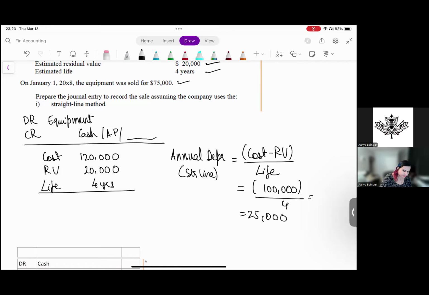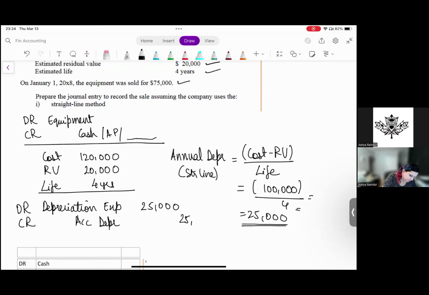So that means for each of the 4 years, we'll be removing 25,000 from the equipment value, which means we'll be putting 25,000 in accumulated depreciation. So for each of the years, this is what the journal entry would look like, right? We'll debit depreciation expense and credit accumulated depreciation, 25,000.